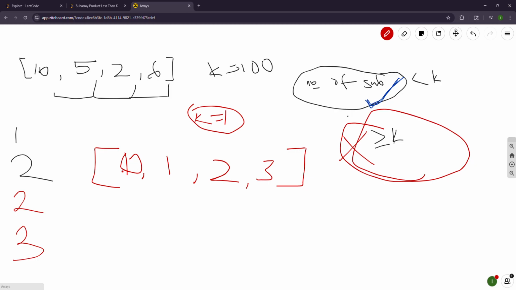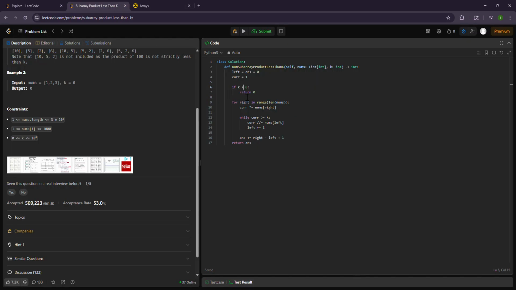But even when we have 1, the lowest number we can get is 1. 1 will still be invalid, right? 1 will always be invalid. Why? Because 1 is equal to k, and we said that when something is greater than or equal to k, it is invalid. So this will also be invalid, and this will also be invalid. So if k is 1 or less, we can't get a subarray that will result in that product. So if k is less than or equal to 1, we just return 0.